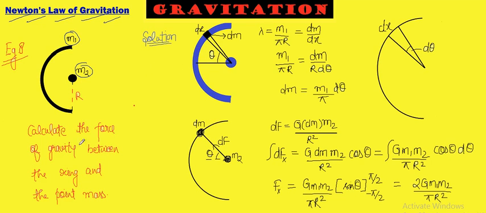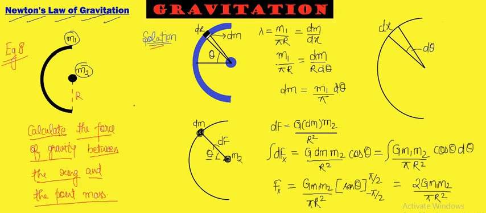Now our objective is to calculate the force of gravity between the ring and the point mass. So I want to calculate the force due to the ring on the small mass m2. Okay, so look at this carefully. It is again a solution that will need integration. Again, it is very easy if you put your thoughts to it.